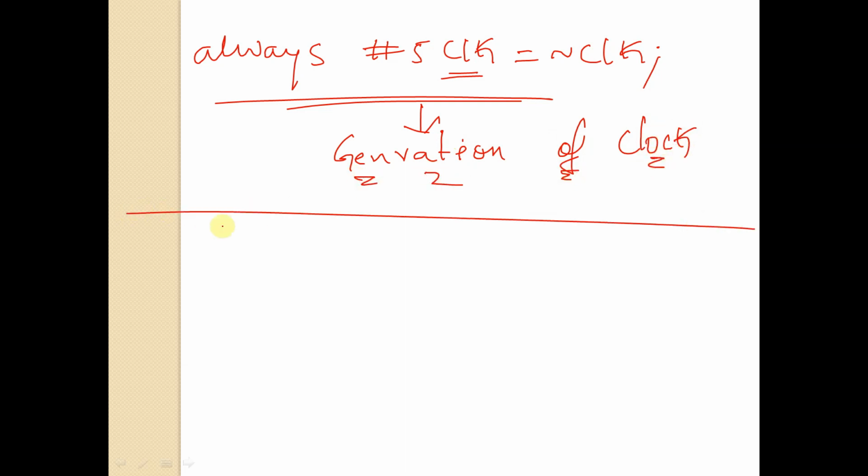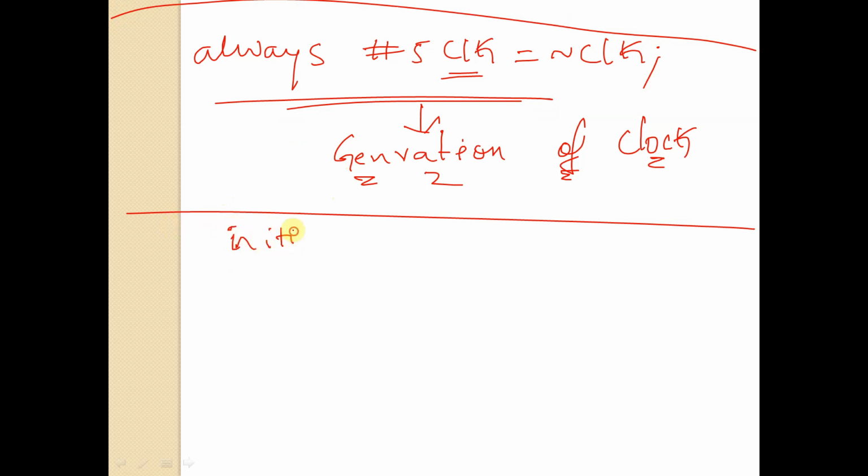So after this, if it is a combinational circuit, then there is no need to generate a clock. If the design consists of a clock in it, then we will generate this clock in the test bench and we will provide it to the design. If the design does not contain any clock, then there is no need to generate any clock.